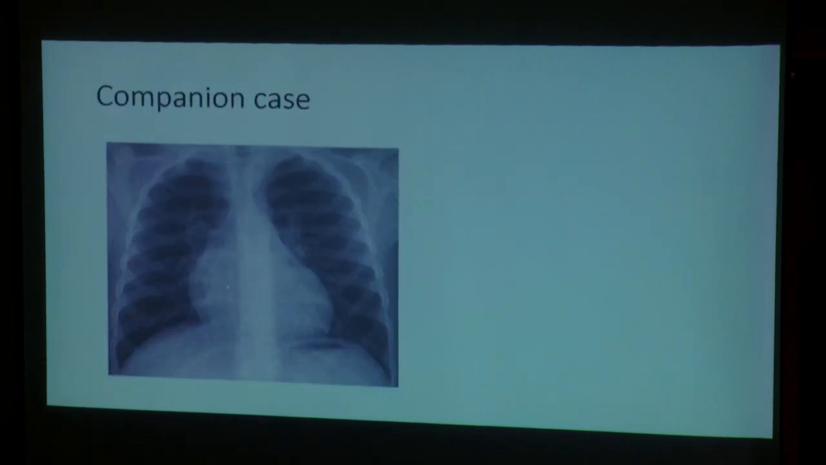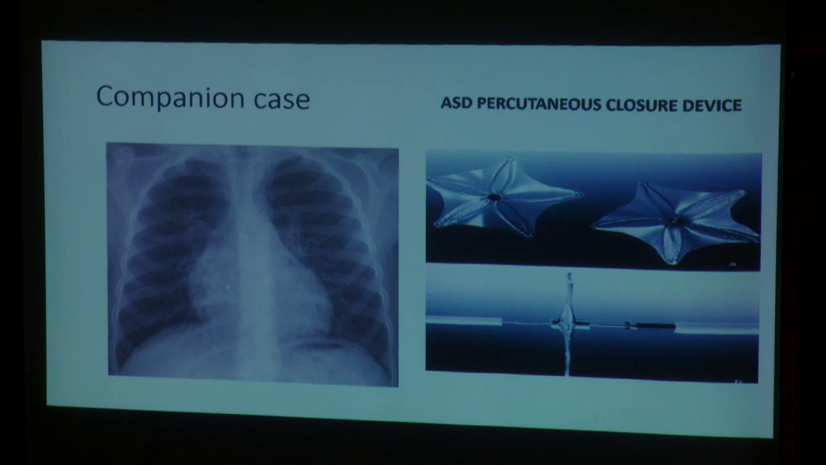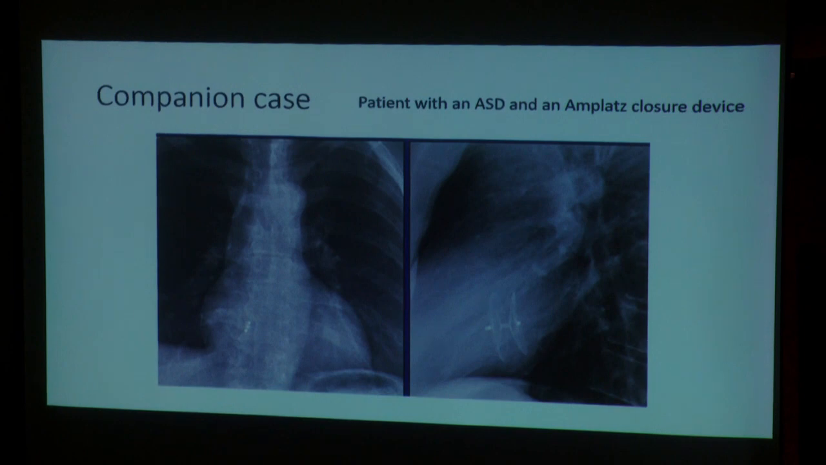This is a companion case. What is it? Same ASD. It's an ASD with a percutaneous closure device. That star-shaped thing is the ASD closure device. Another one: this is another ASD with an Amplatzer closure device.